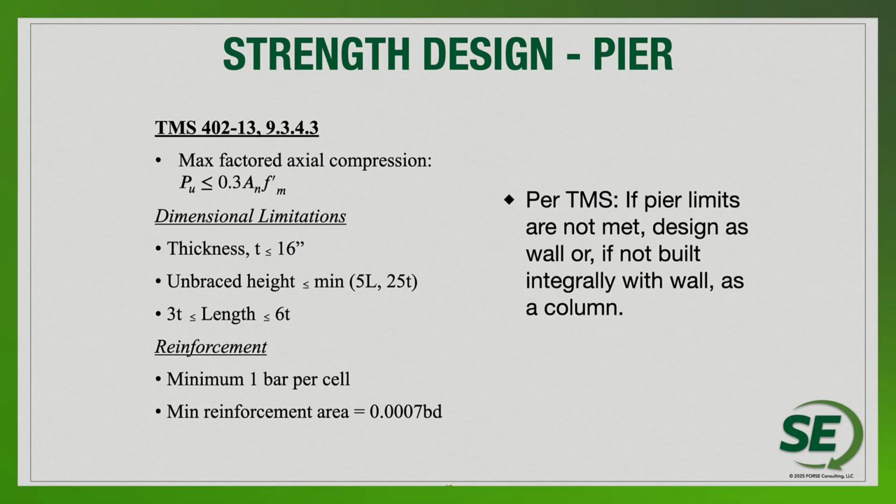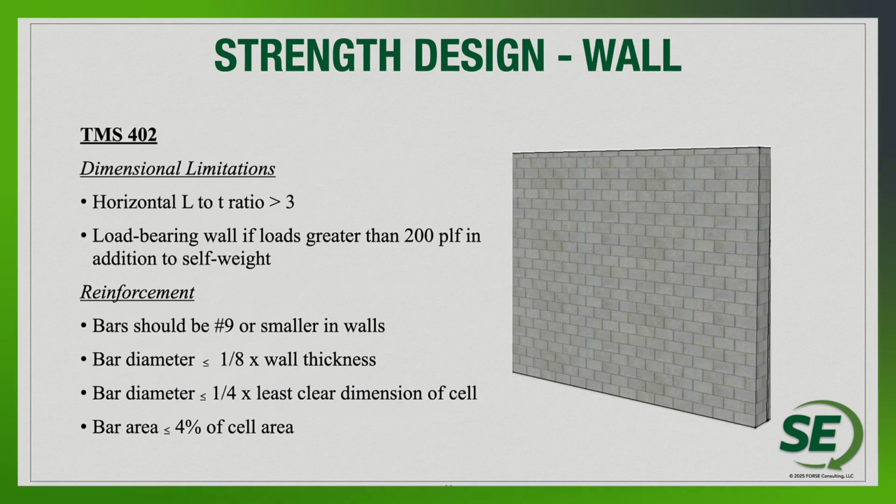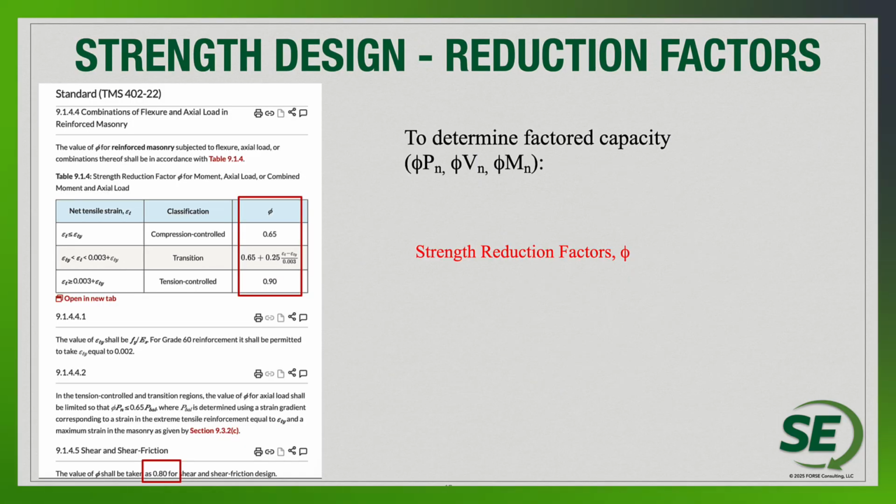We have some code information here for design of a pier. We have the information here about the design for wall elements. We have phi factors that we want to consider for different strength design provisions, for flexure and axial forces, but then also a different phi factor here for shear and friction designs.